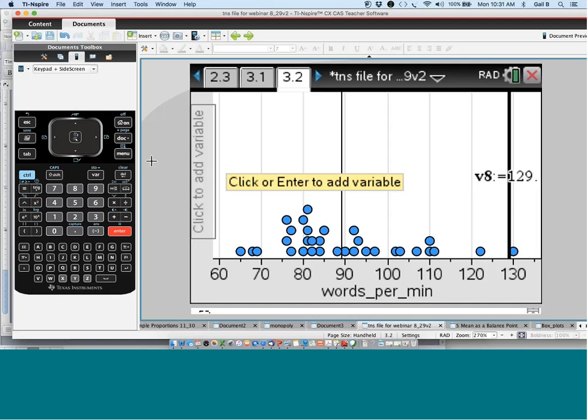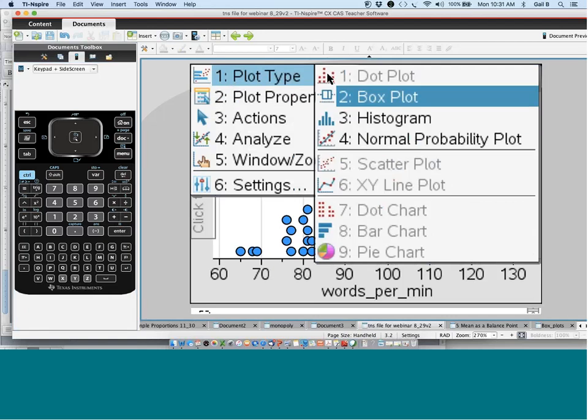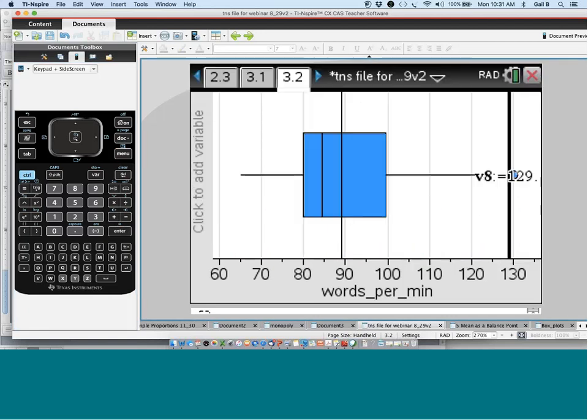Okay, so I want to do one more thing with this, and I'm going to go to Menu, and then Plot Type, and I'm going to make a box plot. The box plot gives me the 5-number summary. So I've converted my dot plot into a box plot where I can now see the median is 84. Now remember, it's a little bit lower because I have an outlier. So it's reasonable that half of the students can read fewer than 85 words per minute, and half of them can read more than 85 words per minute. But on average, the mean was 89 words per minute.